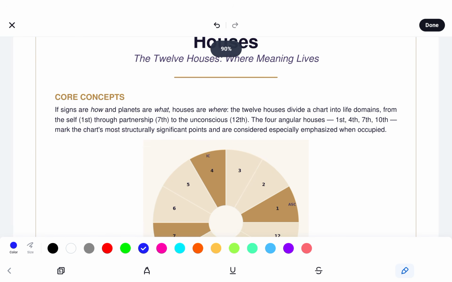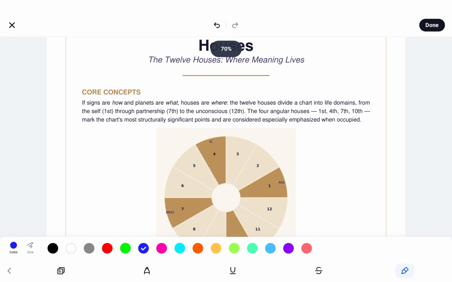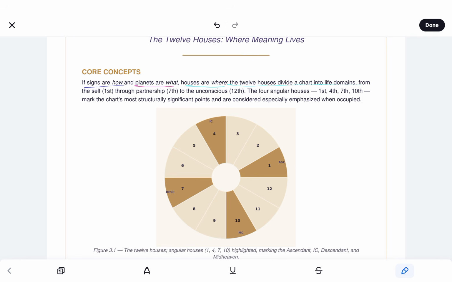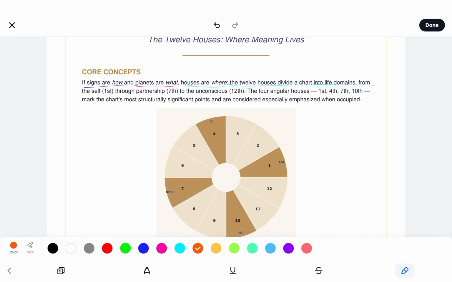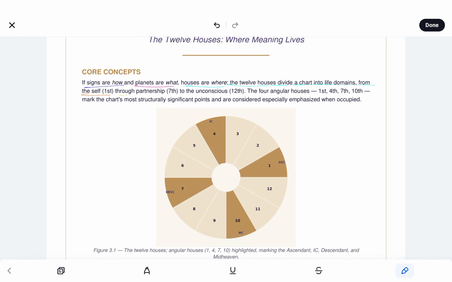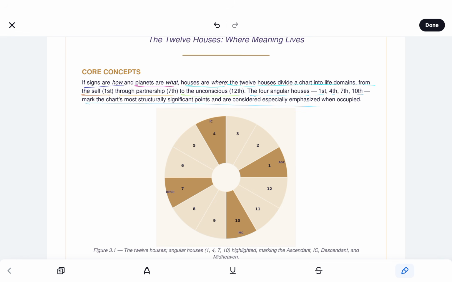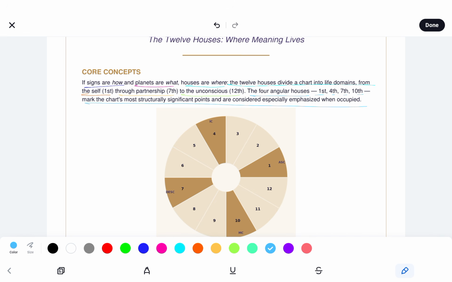And here we have houses, 12 houses where meaning lives. So if signs are how and planets are the what, houses are where. The 12 houses divide a chart into life domains from the self, the first, through partnership, the 7th, to the unconscious, the 12th. And the 4 angular houses, being the 1st, 4th, 7th, and 10th, mark the chart's most structurally significant points and are considered especially emphasized when occupied.